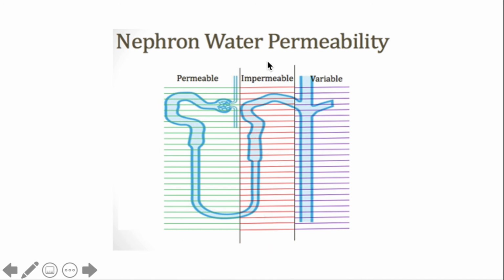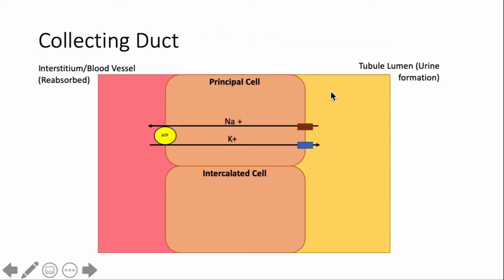From there, we talked about how the beginning of the nephron is permeable to water. The middle is impermeable, that's the ascending limb. And over here in the collecting duct, it can be variable. In the presence of ADH, it's permeable. Without ADH, it's not permeable.